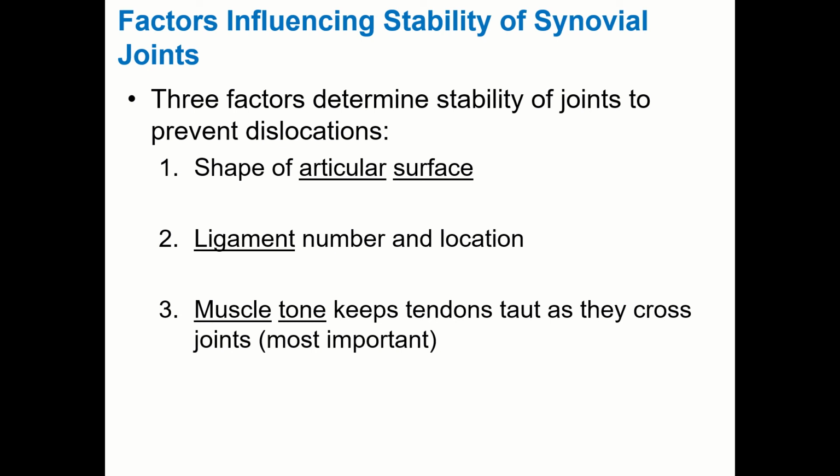Ligament number and location. The arrangement of the ligaments determines which motions are potentially problematic or the most likely to cause dislocations of the joint. For example, in the hip, you have three primary hip ligaments that we'll talk about later, but collectively, those three primary stabilizers of the hip are not very good at limiting hip flexion, adduction, or internal rotation.